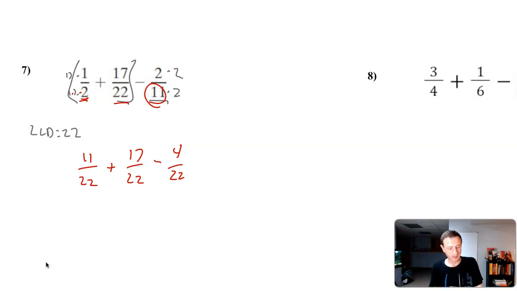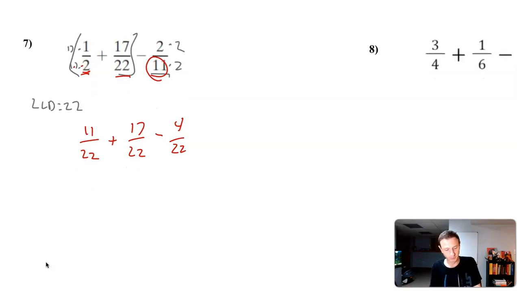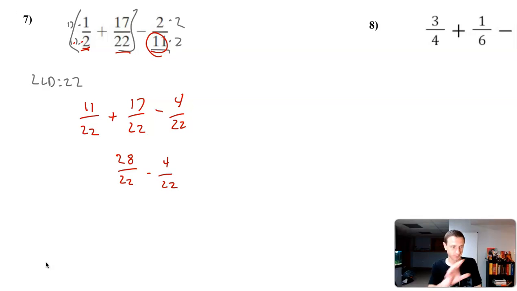All right, so let's go ahead and now add and subtract across the top. We just move left to right, adding and subtracting. So 11 plus 17 is 28 over 22 minus 4 over 22. And don't simplify yet. You've got to keep working. So we're going to do 28 over 22 minus 4 over 22. 28 minus 4 is 24 over 22.